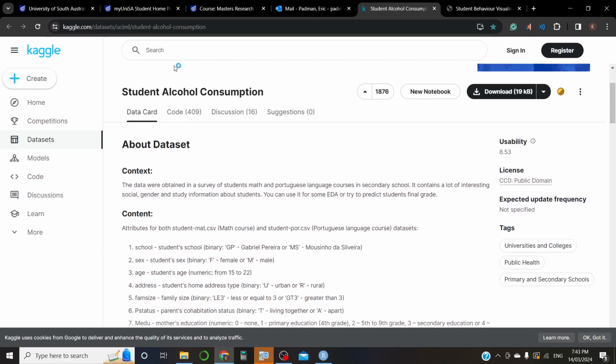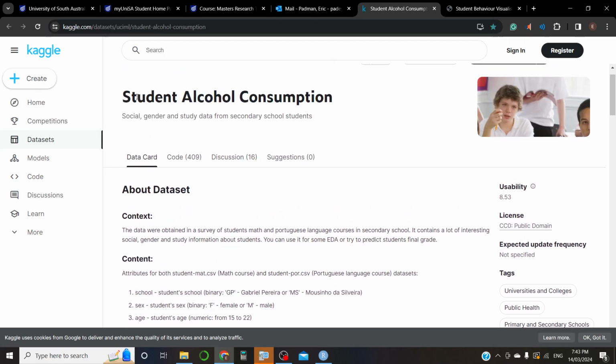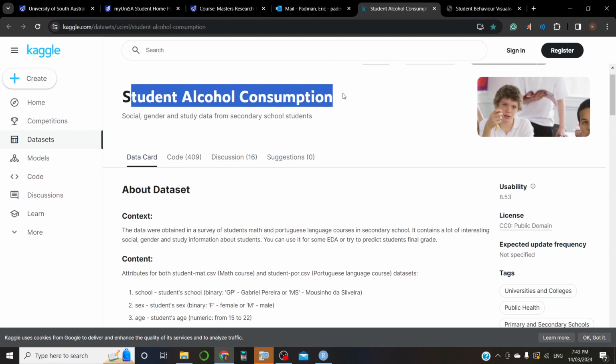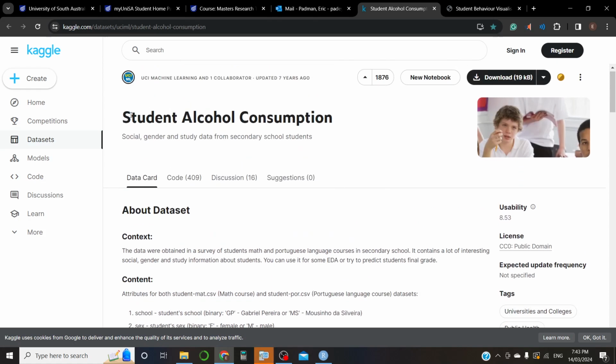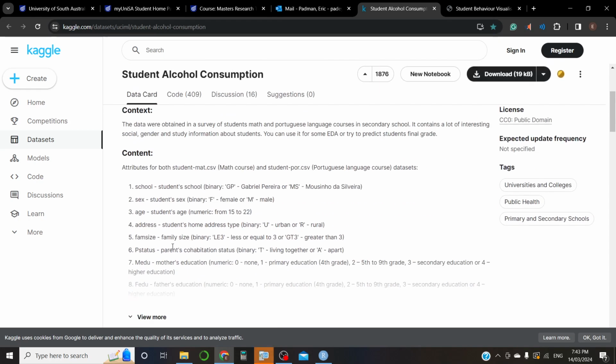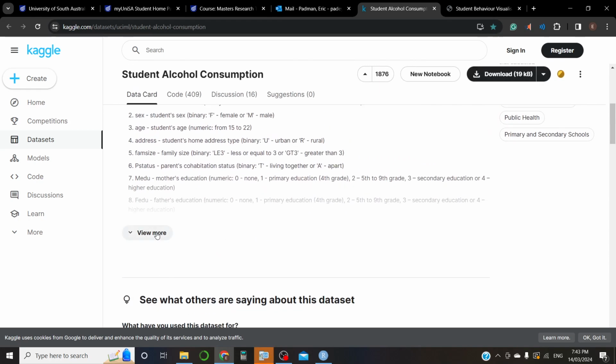The name's a little bit misleading. It's more to do with student performance. That's the main variable that you're looking at discovering. But it does have alcohol consumption as one of the features in the data set. But there's also a lot more features. So let's have a look at them.